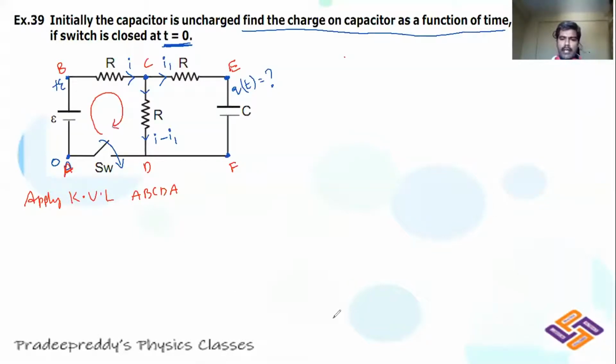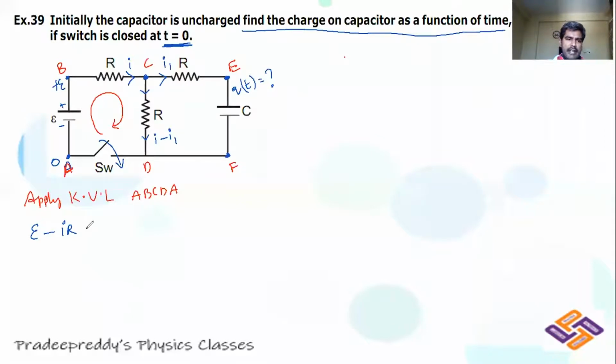Now when you apply KVL for this loop, you are starting from A and going from the negative terminal of the battery to the positive terminal of the battery, therefore it is E, and the current is in the same direction as your path, so it is minus I into R, and here the total potential which you are providing will be dropped across this resistor and this resistor.